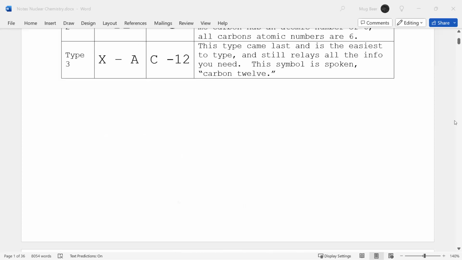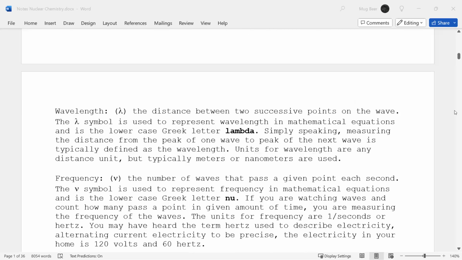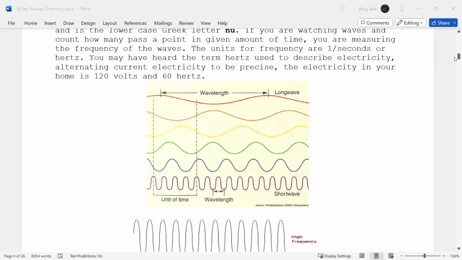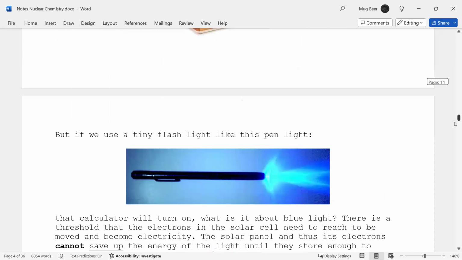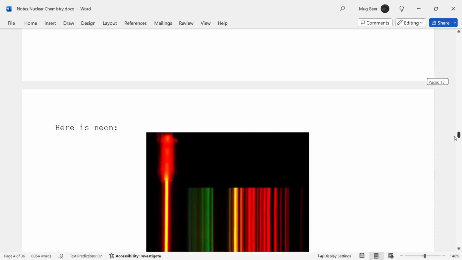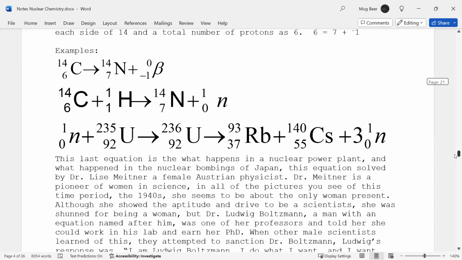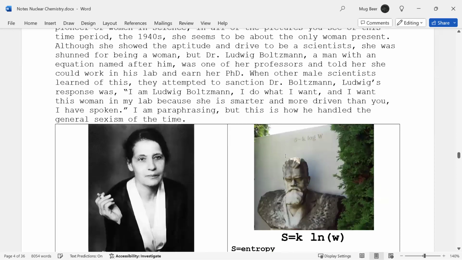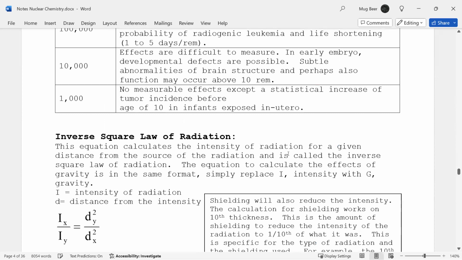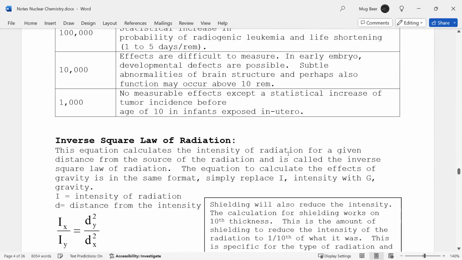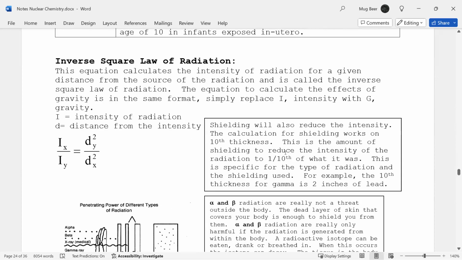All right, so let's review stuff. Did this, talked about that, field effects, that. Okay. All right, so the next thing we're going to talk about is inverse square law of radiation.